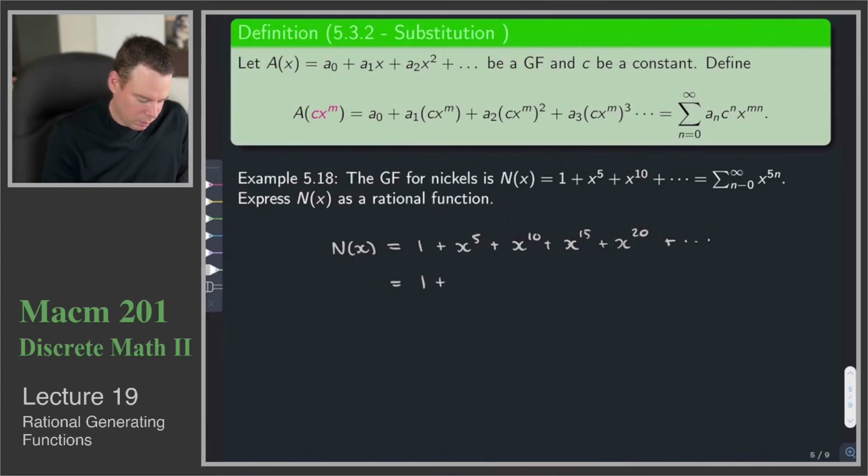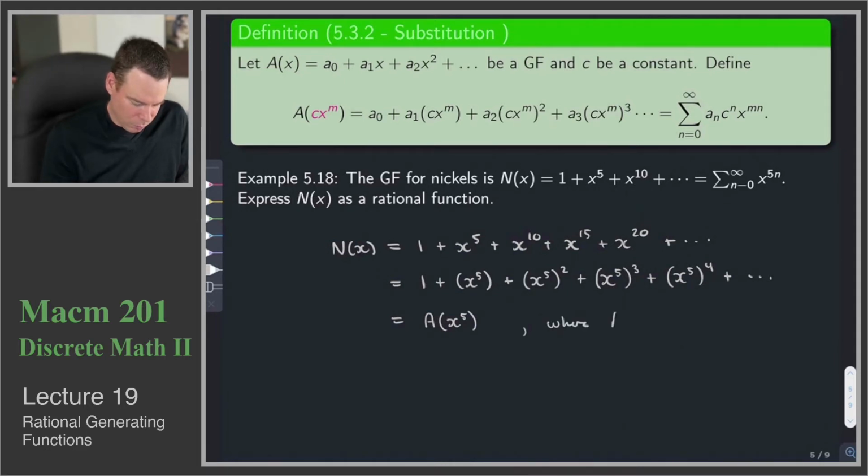I can write this as 1 plus, and then I'll just group together the x to the 5 as like a single object. Because then x to the 10 is that object squared, and x to the 15 is that object cubed, and x to the 20 is that object raised to the 4th power, and so on. And so this looks very much like the generating function a with x to the 5 plugged in for x. So where a of x is that generating function that I named way back at the beginning of this lecture, 1 plus x plus x squared plus x cubed plus dot dot dot, our generating function for the sequence of all ones.